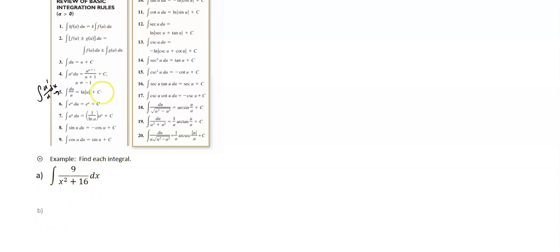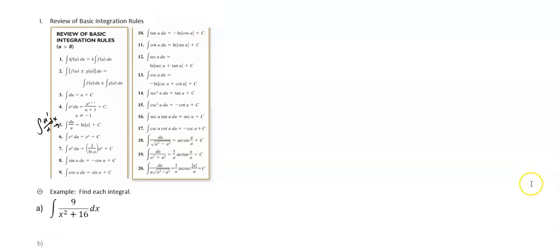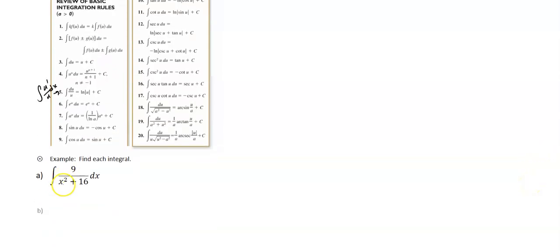So I'm scanning down the list, and I notice that I've got the x squared plus 16 here. I notice that number 19, the arctangent, has the integral of du over a squared plus u squared. So I think this one might work for me. If I let u be equal to x and I let a be equal to 4, so that a squared could be equal to 16, I bring the 9 out front. Of course, u prime here would be 1, so du would be 1 dx.